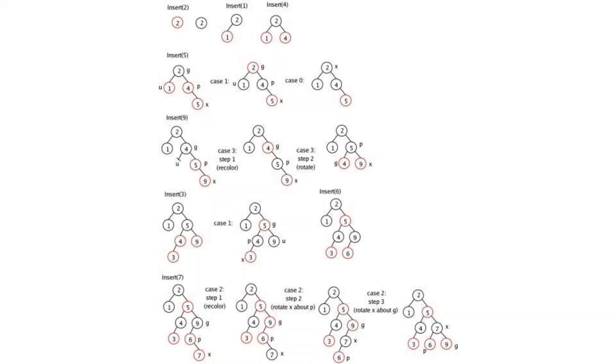The second step is to rotate X about the P side. Yes. So the 7 will become the new root node of 6 and 9. 6 goes to the left and 9 goes to the right. Don't forget about coloring, it is important. This is the main idea about coloring.